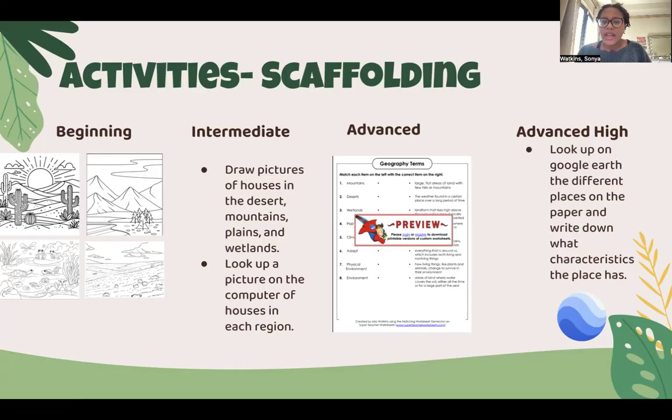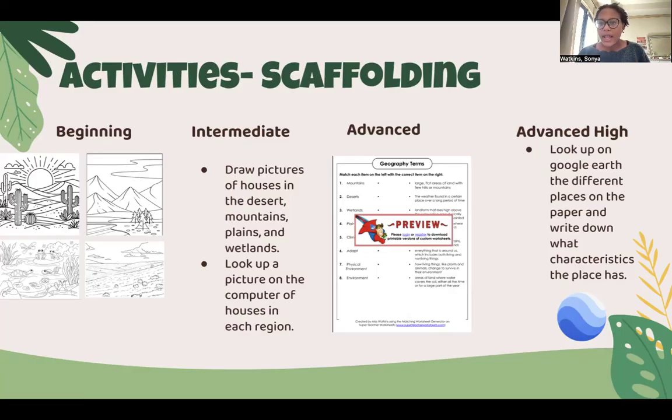Advanced, I was able to go on a website and I put it in my works cited. This is just a preview because you have to pay about $30 for it, but I was able to make something. For advanced, I would have them match geography terms to the correct item. So we could see that they understand their terms and the housing. Are they able to do it by themselves without having to see images? Can we go further along?